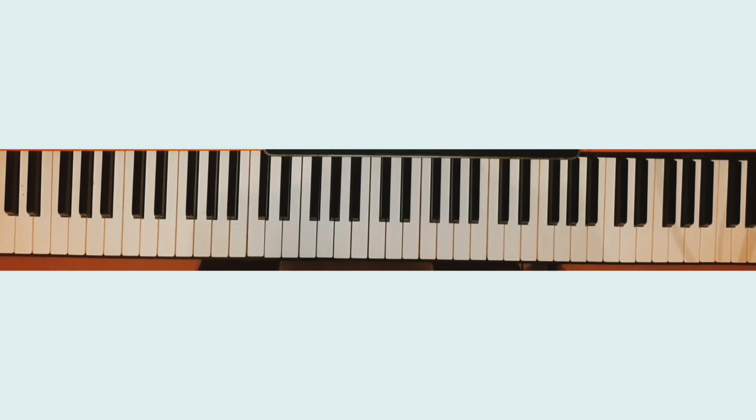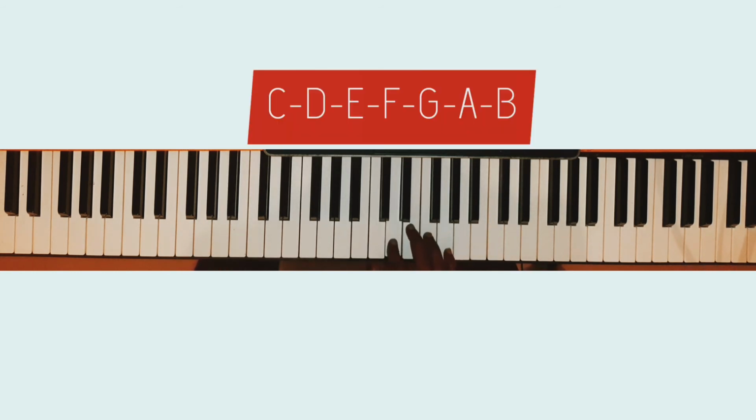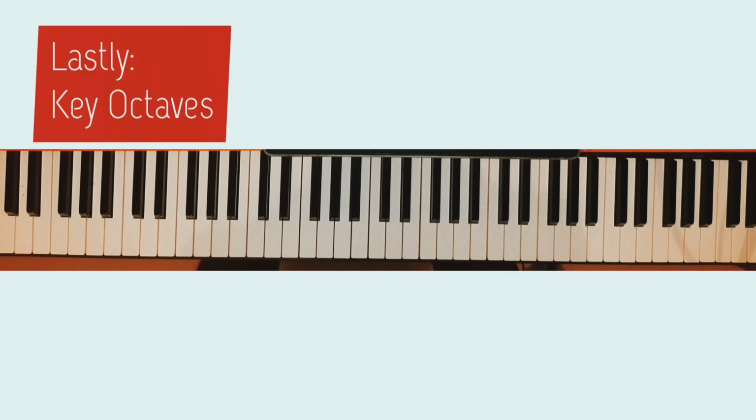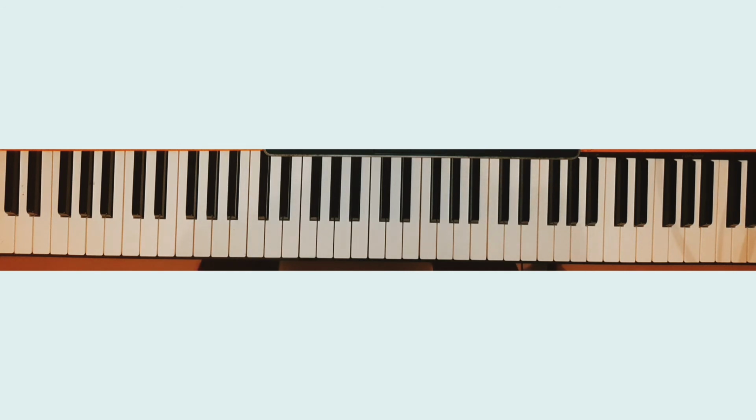Now, we've talked about identification of keys, and in our first lesson, we talked about names of keys, the major keys, and we focused on C, D, E, F, G, A, B. Now we're going to talk about the last thing you have to know before you learn the keyboard or the piano, and that will be key octaves. So just to wrap things up, the names of the keys, we have C, D, E, F, G, A, B.